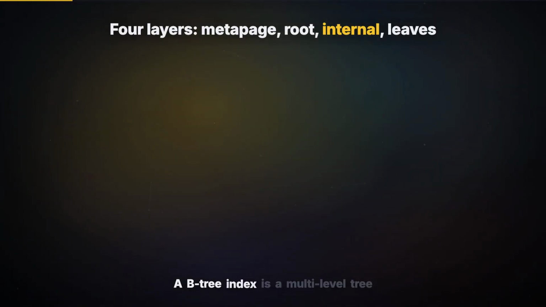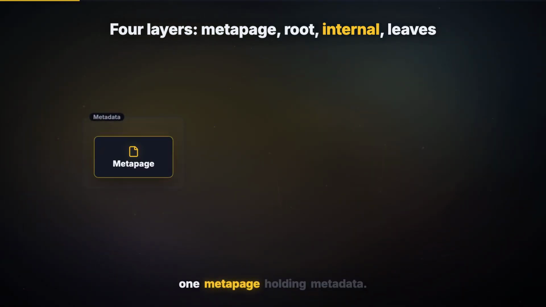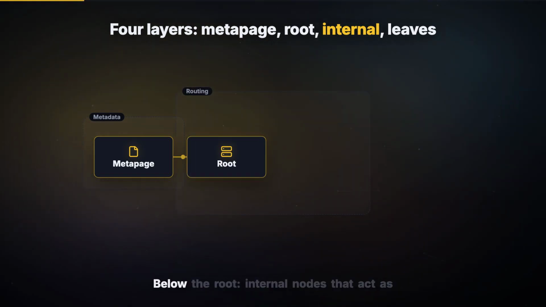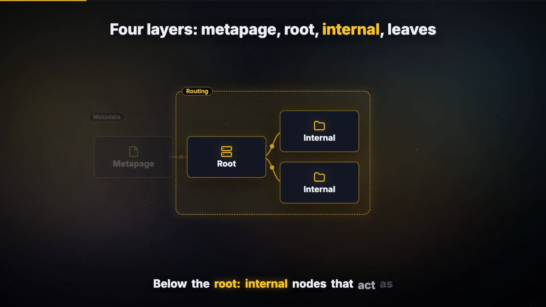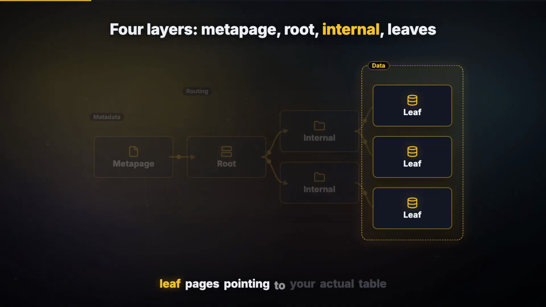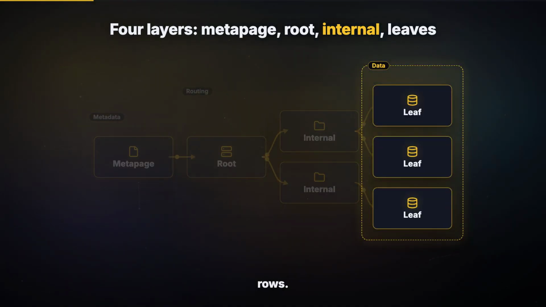A B-tree index is a multi-level tree stored across pages. At the very top, one meta page holding metadata. Below that, the root node. Below the root, internal nodes that act as signposts. And at the bottom, leaf pages pointing to your actual table rows.